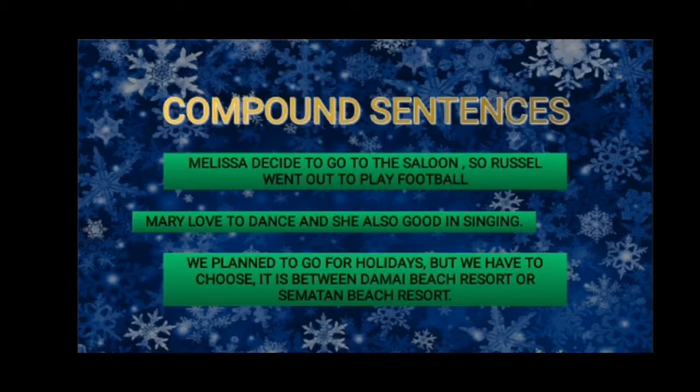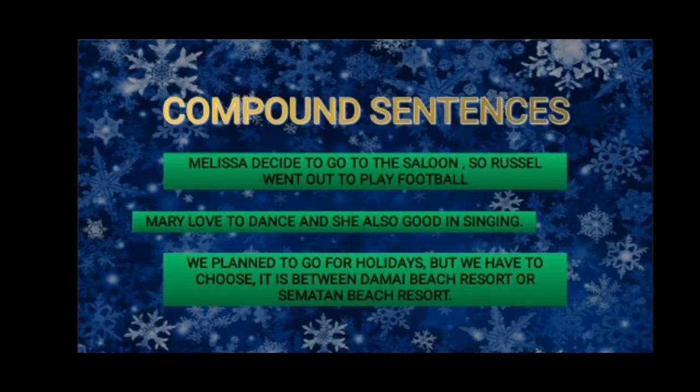So the third example here is, we plan to go for holidays, but we have to choose. It is between Damai Beach Resort or Sematan Beach Resort. So here we have three independent clauses. We plan. We is a subject and plan is a verb. It is combined by but. We have to choose. We is a subject and choose is a verb. It is between Damai Beach Resort or Sematan Beach Resort.